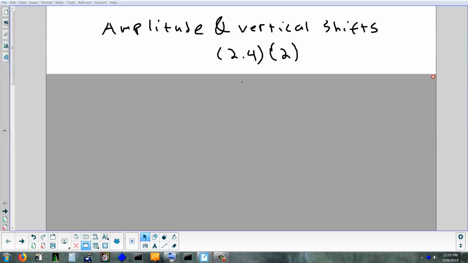All right, so the second part we're going to look at for sine and cosine graphs are the two transformations that affect vertical. We're going to affect the y values today. So yesterday we did phase shift, that's left and right. This is vertical and amplitude shift. So both of these are going to go up and down.